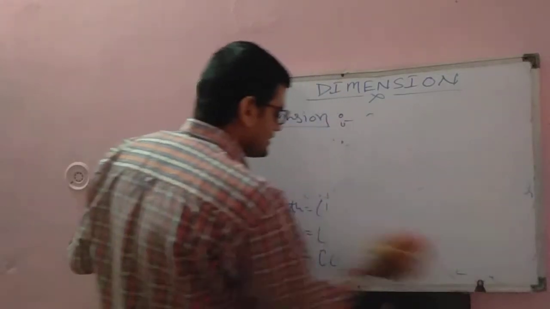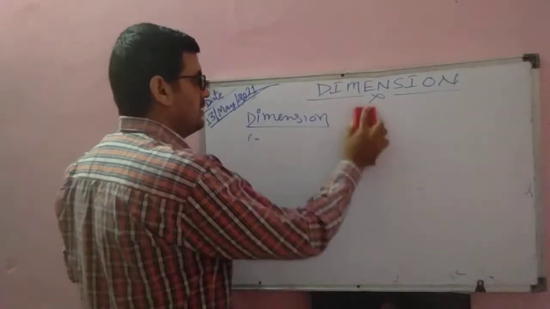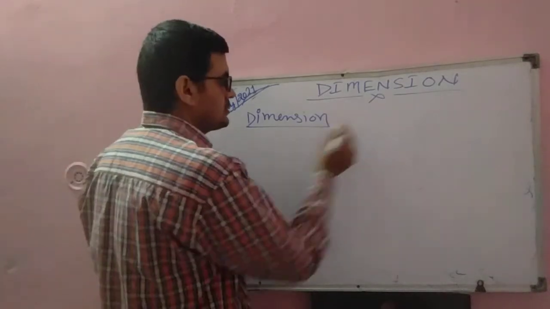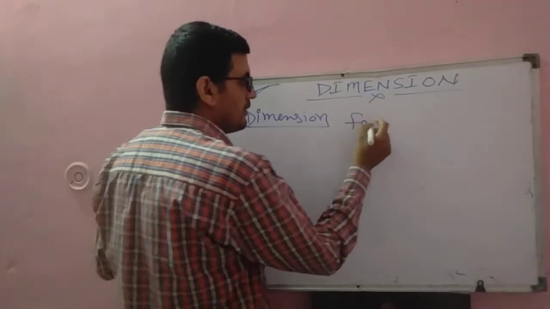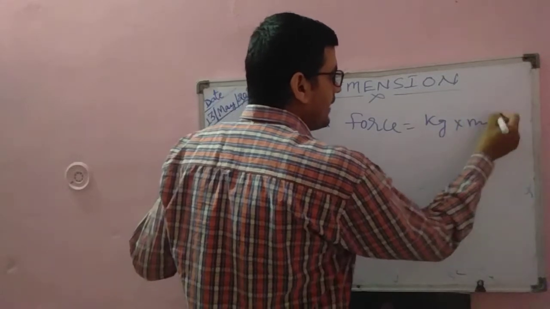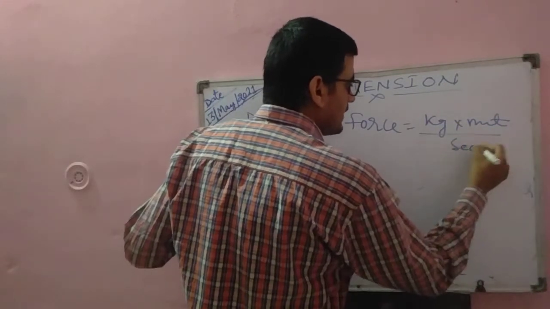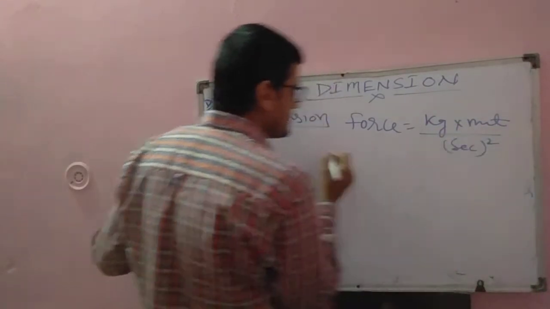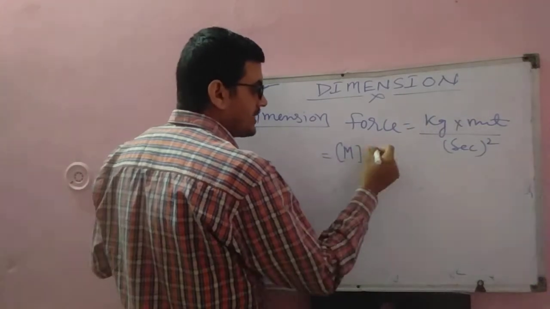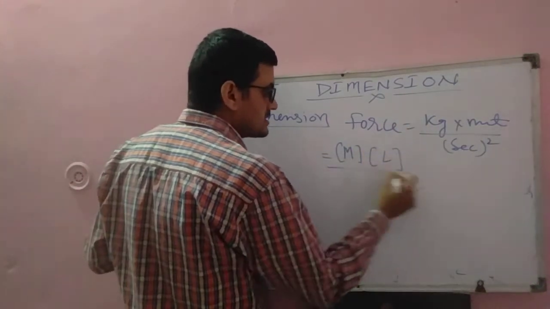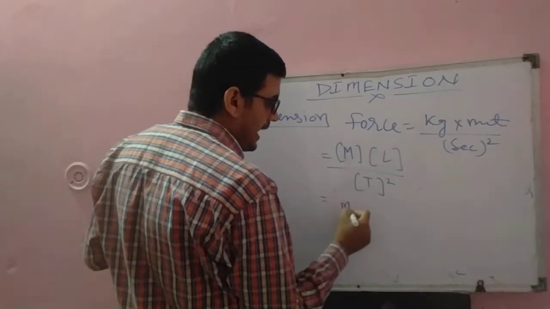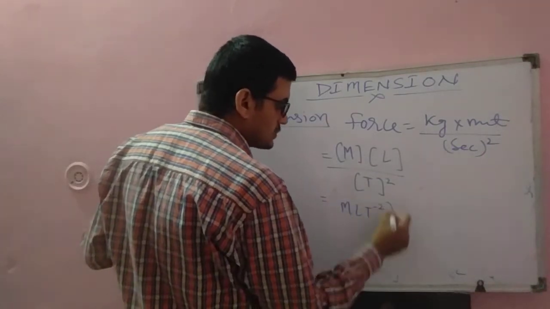So beta, it is very easy, don't panic. I have told you force equals kilogram meter per second square. So what will be its dimension? Kilogram is represented by capital M, meter is represented by L, second is represented by T square. So it will be MLT minus 2.